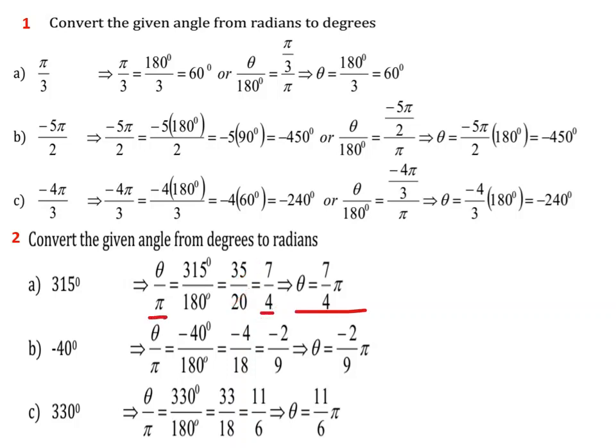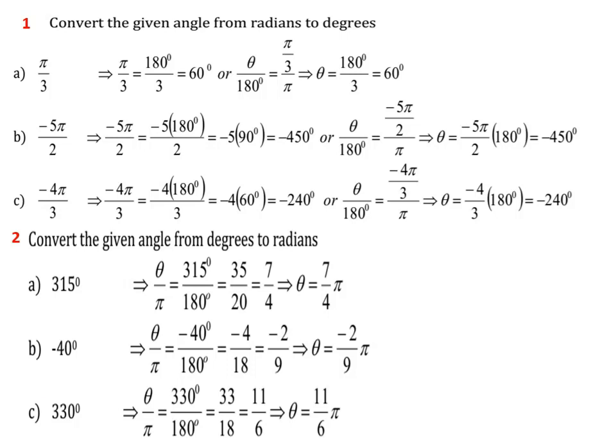The other one is B, minus 40 degrees. Minus 40 degrees is the same as theta over pi equals minus 40 degrees over 180 degrees. By simplifying this, we have minus 4 over 18. Again, when we simplify by dividing by 2, we have minus 2 over 9. And we have pi here, so this is the same as minus 2 over 9 pi.